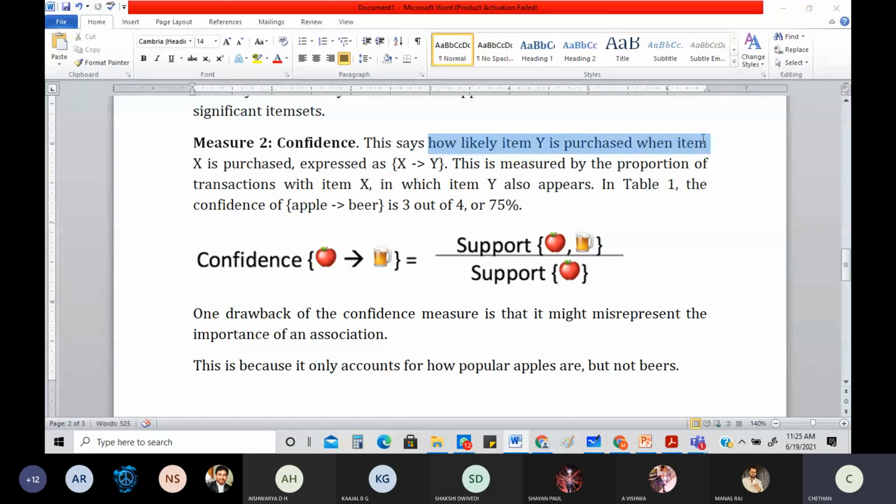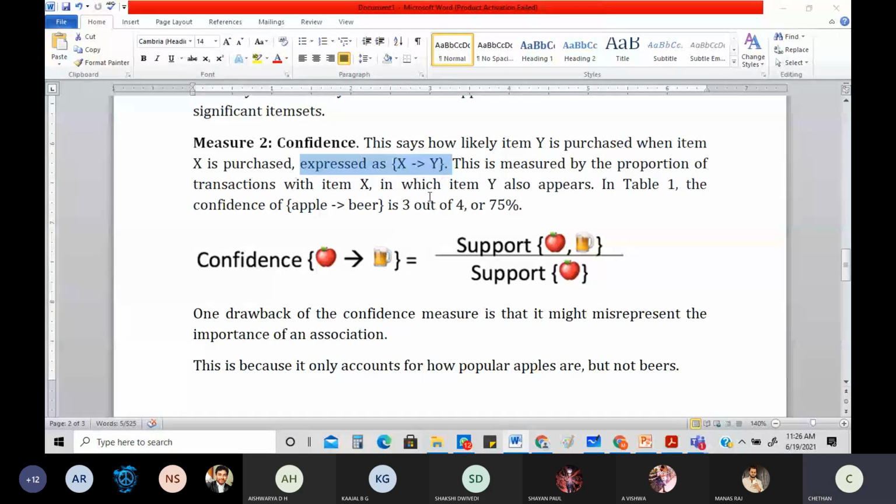If you are buying bread, are you buying butter as well? If you are buying beer, are you buying chips as well? Things that are going to come together. How likely is it that an item Y is purchased when an item X is also purchased? It is expressed as X tends to Y. If I'm buying X, I'm going to buy Y. If I'm buying bread, I'm going to buy the butter or jam.